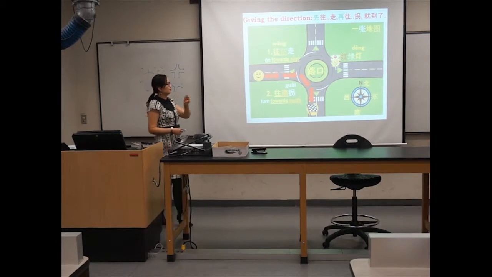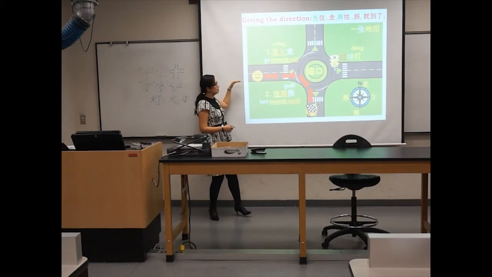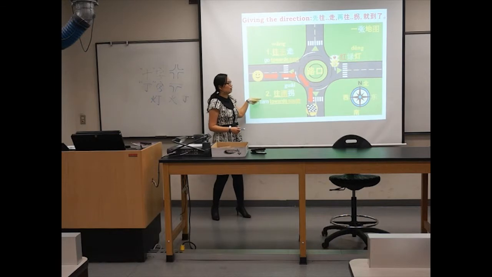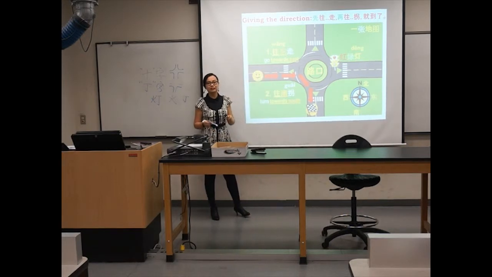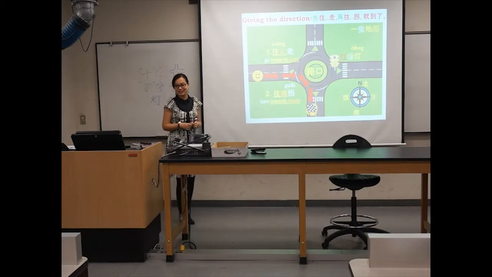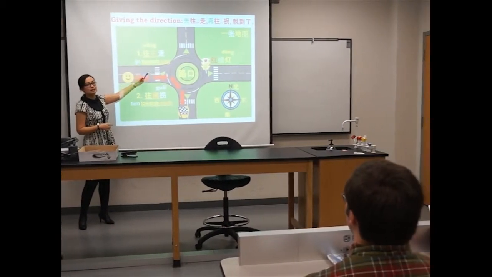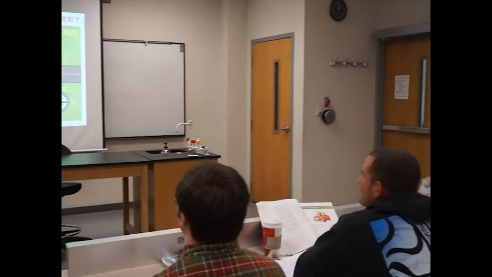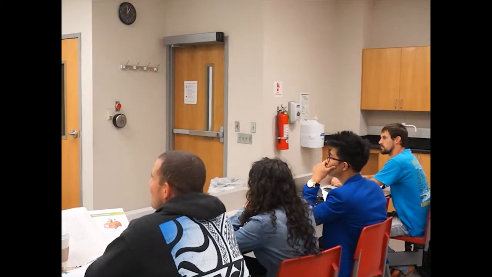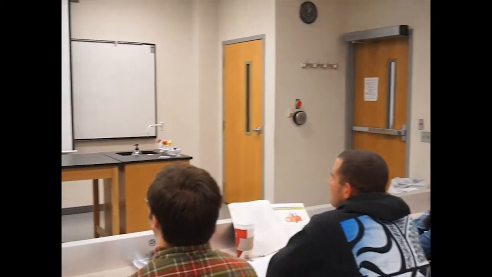Two steps, right? 你在这儿，到这儿怎么走？先往东走，再往南拐，就到了。You will get there，就到了。Are you with me? Okay, let's try together. 先往东走，再往南拐，就到了。Excellent. Would you like to have another try? 先往东走，再往南拐，就到了。Okay, this is a basic way to give direction.